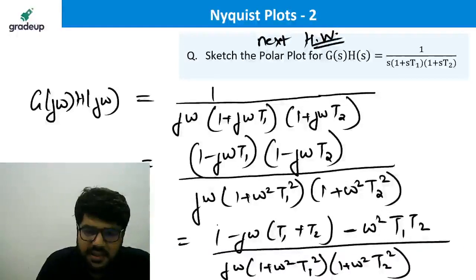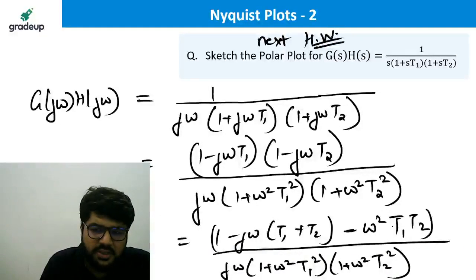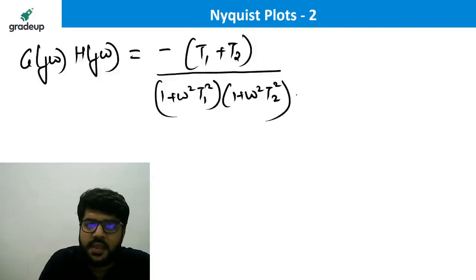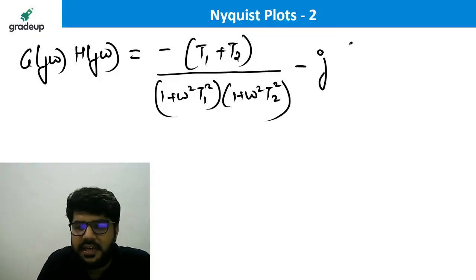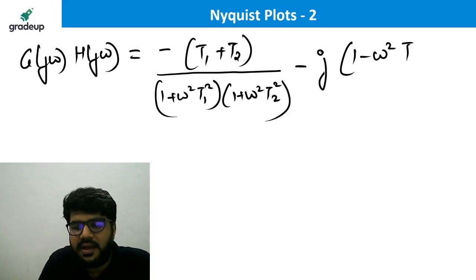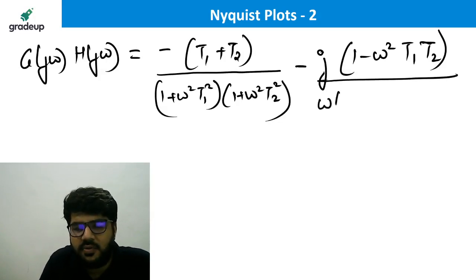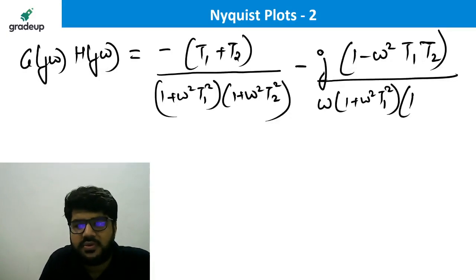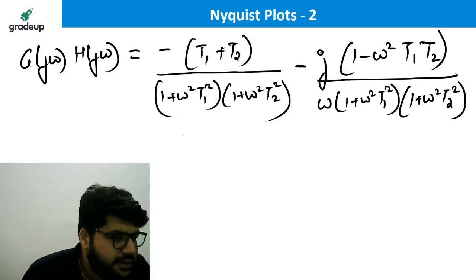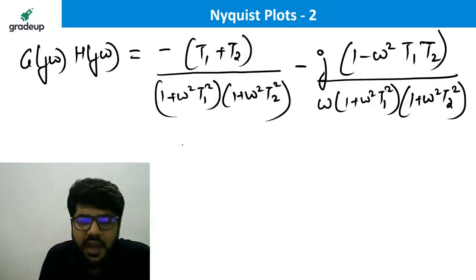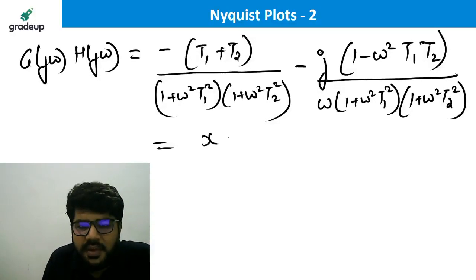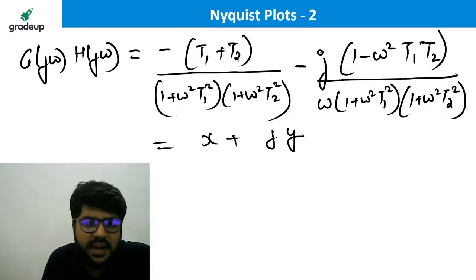Okay, then the other one, 1 minus omega square t1 t2, with that we divide by j omega, and 1 by j is minus j. So it is minus j times (1 minus omega square t1 t2) divided by omega into (1 plus omega square t1 square) into (1 plus omega square t2 square). Correct? Now, this is of the form x plus jy.